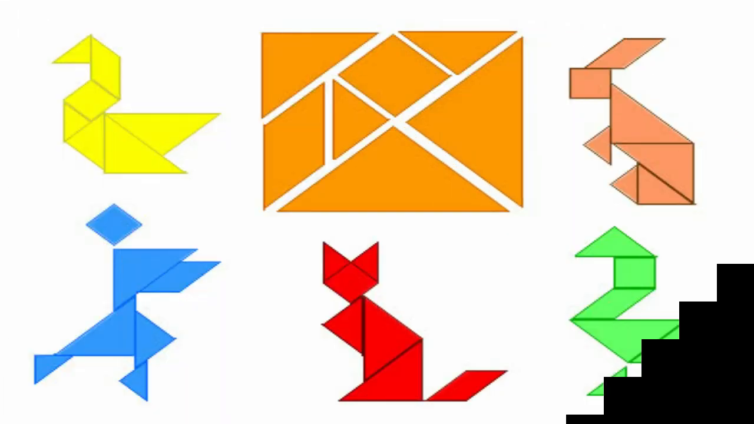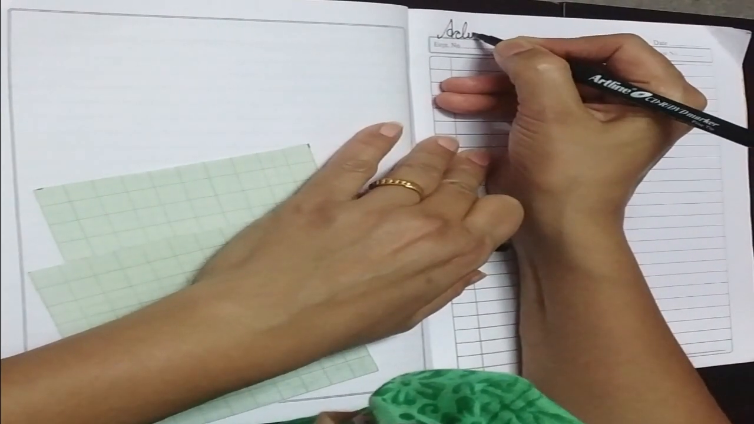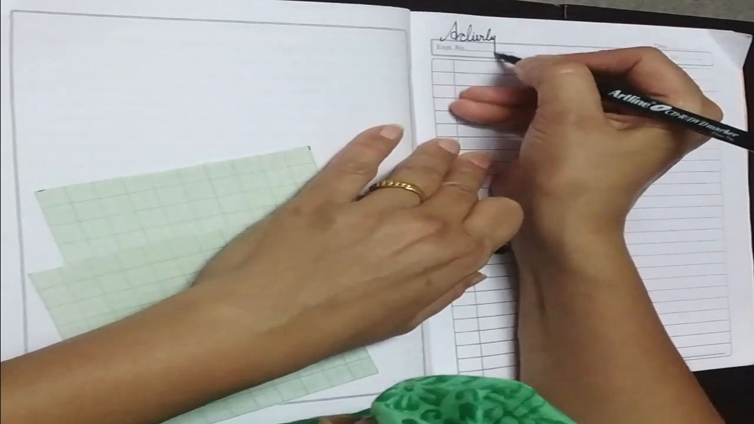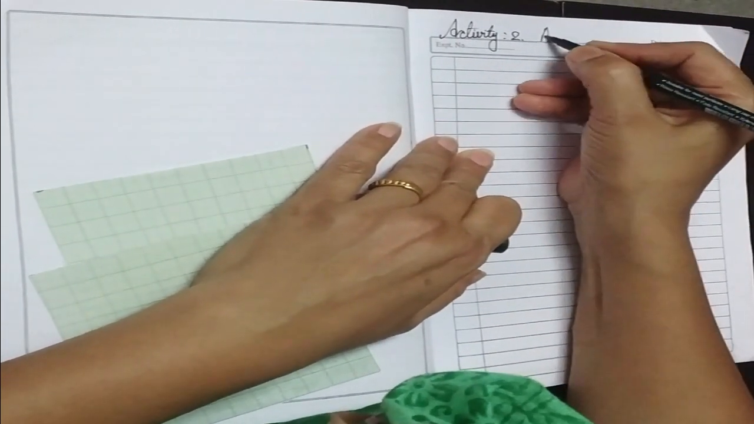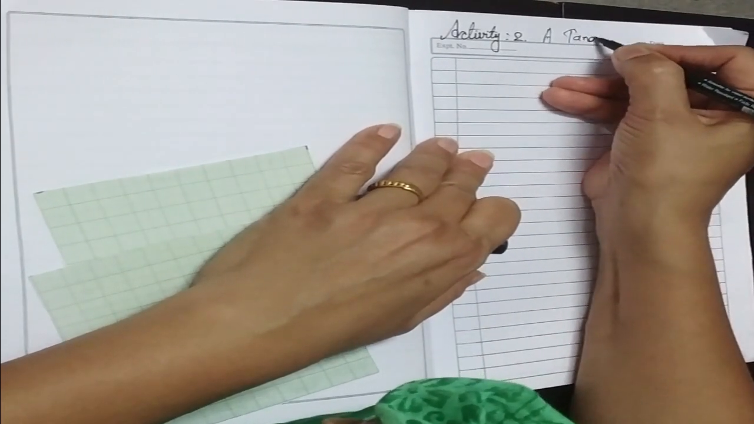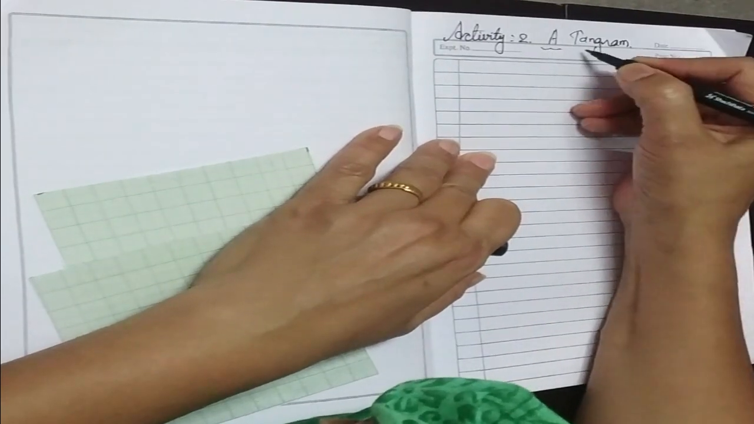Good morning students. Today we are going to start the second activity of maths, which is regarding a diagram. So let us write down the name of the activity. Activity 2, a diagram set, or just write down diagram.